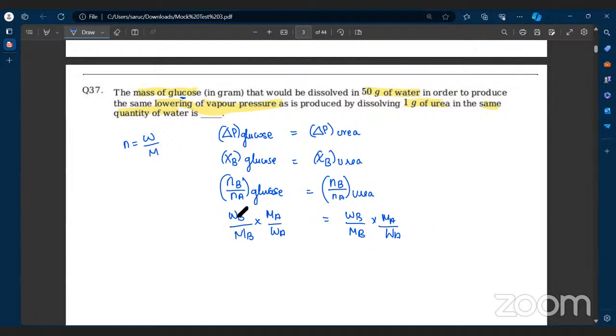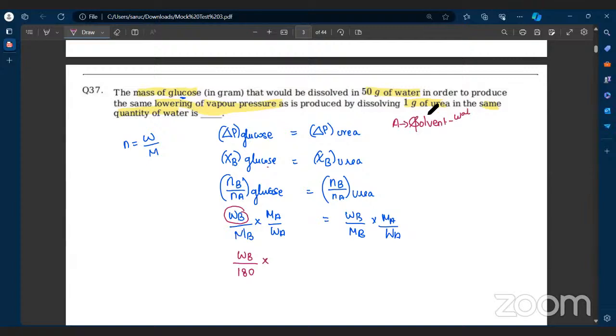Now I'm going to substitute the values. This is what you're going to calculate, so I'm keeping it as it is. And MB is the molar mass of glucose. What is the molar mass of glucose? It is 180, into the mass of A. What is A? A is your solvent, which is water.